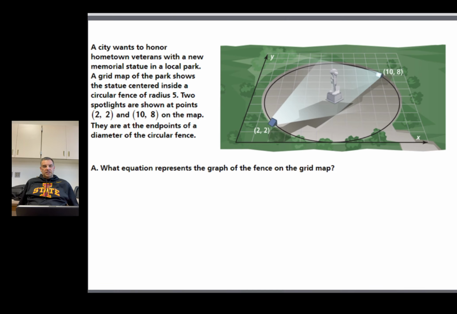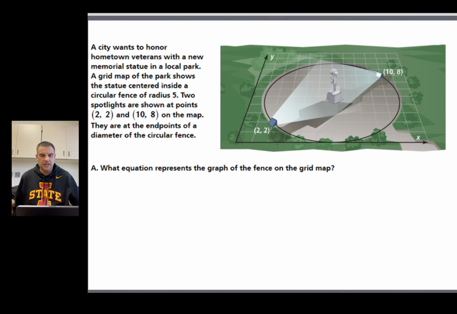So a city wants to honor hometown veterans with a new memorial statue in a local park. A grid map of the park shows the statue centered inside a circular fence with radius 5. Two spotlights are shown at points (2, 2) and (10, 8) on the map. They're the endpoints of the diameter of the circular fence. What is the equation that represents the graph?